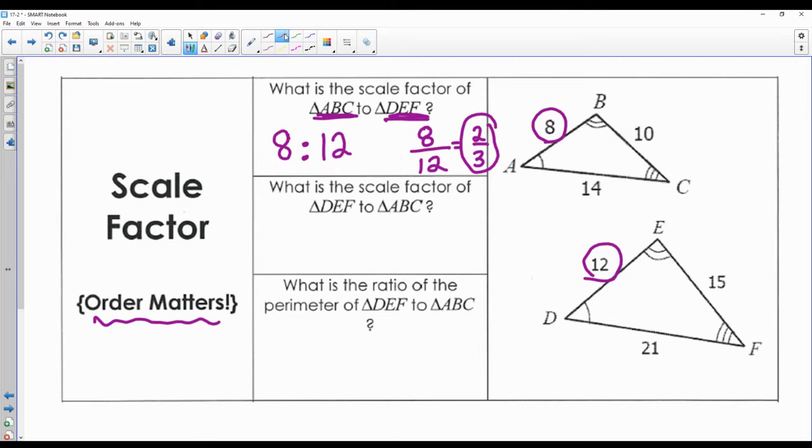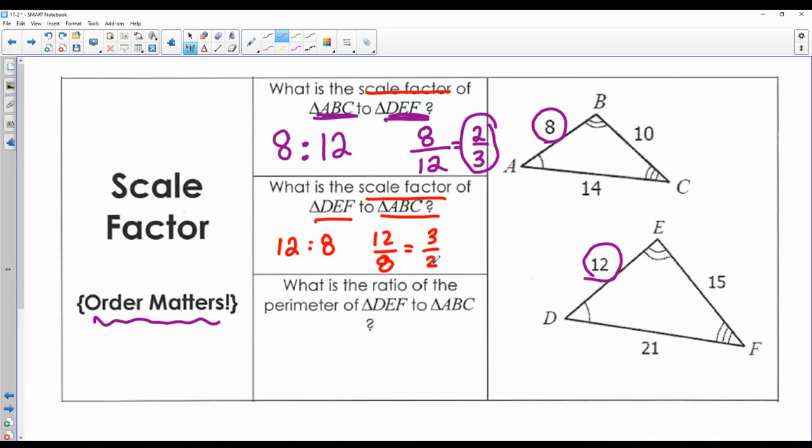All right, order matters. So if they're asking the scale factor, it's the exact same question. What's the scale factor? They just mixed up the triangles. They asked D, E, F first. So just remember to write those numbers first. It's going to be 12 this time to 8, or 12 over 8, or 3 over 2 right there. So all of those are the same thing.